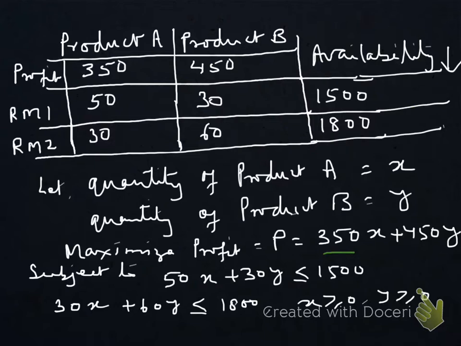The linear program is formulated here. Objective function is 350x plus 450y and we want to maximize that, subject to the two constraints posed by raw material 1 and raw material 2.